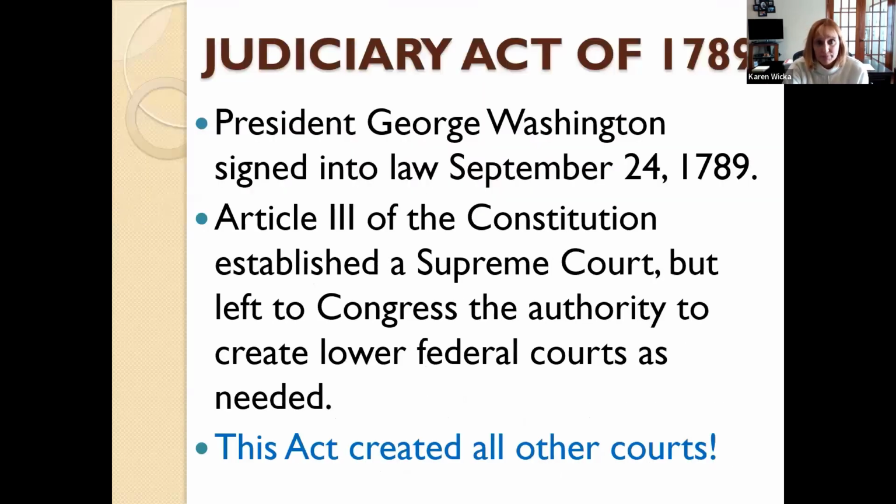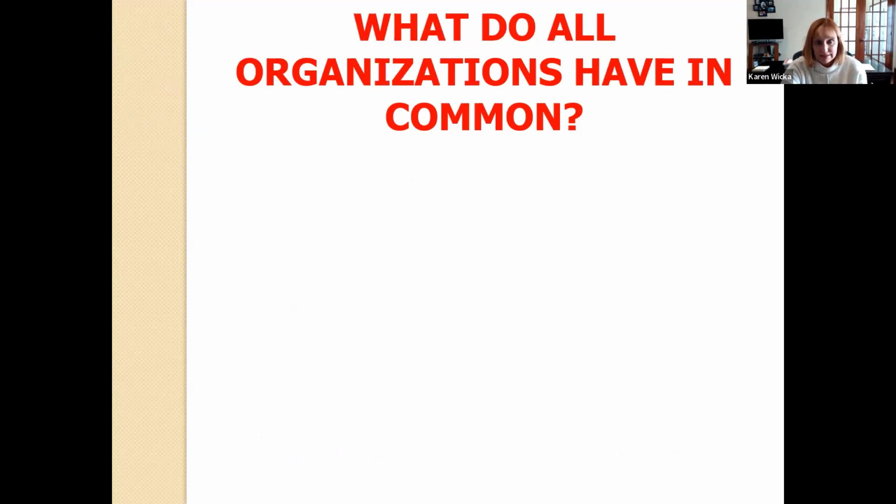What happened, though, was that Congress passed a law, the Judiciary Act of 1789, signed by George Washington, that created lots more courts. So we have the Supreme Court created by our Constitution, and then this Judiciary Act, which created all the other levels of courts: the district courts and the Court of Appeals, our immediate appellate courts. Those were all created by the Judiciary Act.